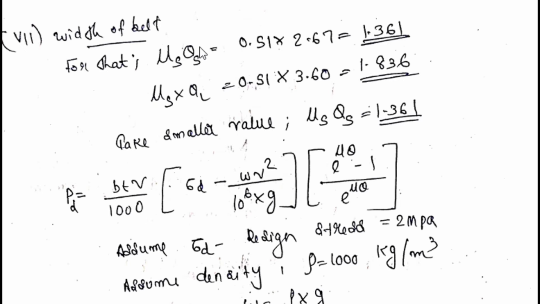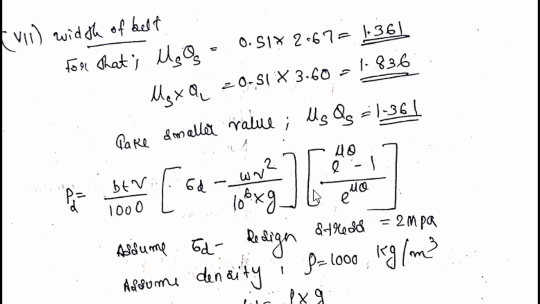Next, we have to determine the width of the belt. In order to find the width of the belt, we'll be using this equation. If we look at this equation, you see the value of mu theta. Mu is common for both the small pulley and the larger pulley, but there is a theta value for the smaller pulley and a theta value for the larger pulley. So we find the value of mu s into theta s and mu l into theta l, for both smaller and larger, and of these two values we take the smaller one. The smaller one will be 1.361, and that will be used in this equation.